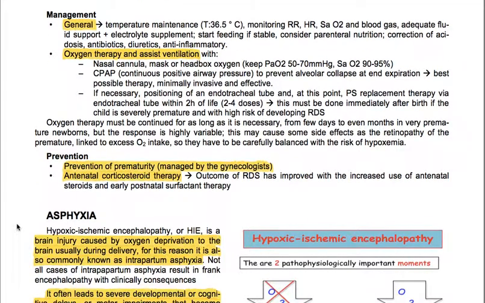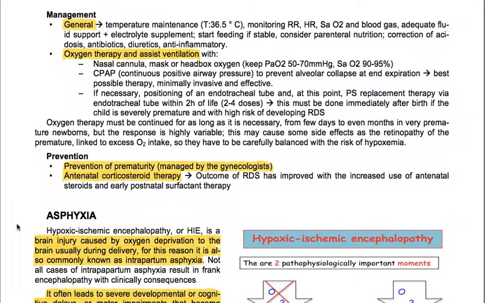General management is temperature maintenance at 36.5 degrees, monitoring respiratory rate, heart rate, saturation of oxygen and blood gas, adequate fluid support, and electrolyte supplement. Start feeding if stable, consider parenteral nutrition, correction of acidosis, antibiotics, diuretics, and anti-inflammatory. Oxygen therapy and assisted ventilation with nasal cannula, mask, or head box oxygen. CPAP, continuous positive airway pressure to prevent alveolar collapse at end expiration. Best possible therapy, minimally invasive and effective.